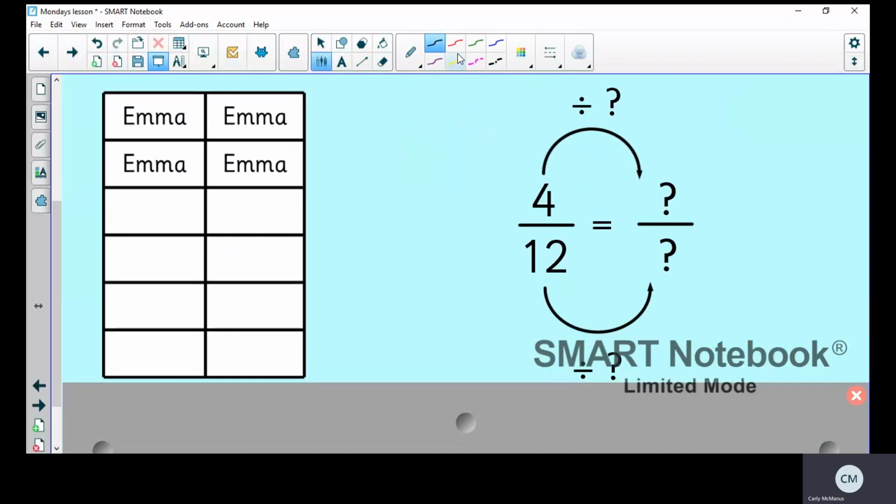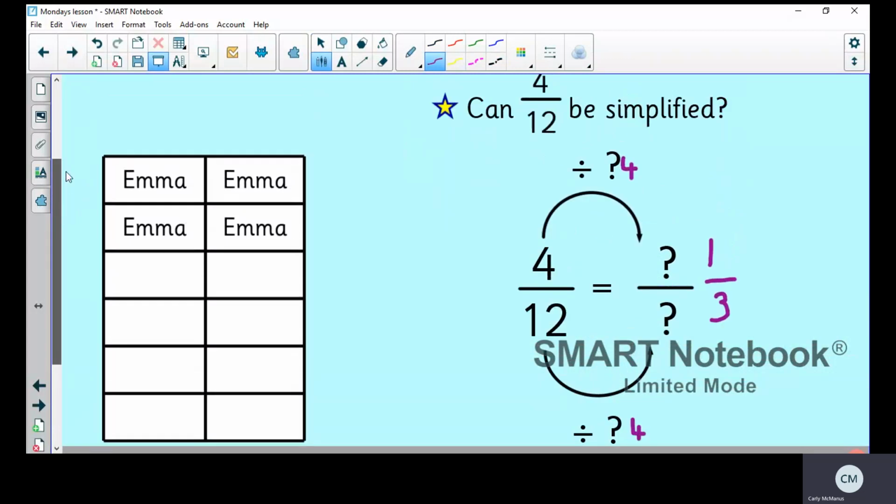So we're going to divide both of these numbers by 4. So remember, whatever you do to the top, you have to do to the bottom. So how many 4s fit into 4? That's 1. And how many 4s fit into 12? 4, 8, 12. That is 3. So 4/12, if you simplify it to make it smaller, is equivalent to 1/3.